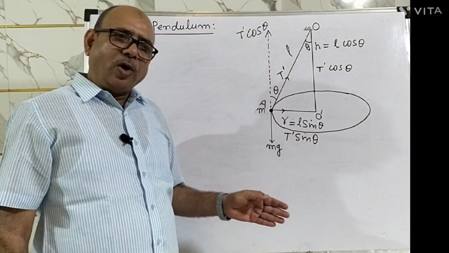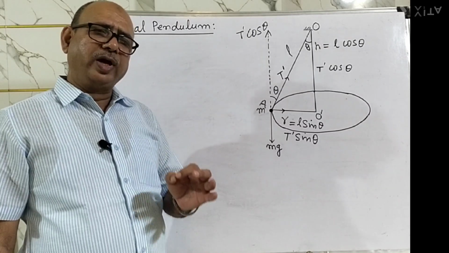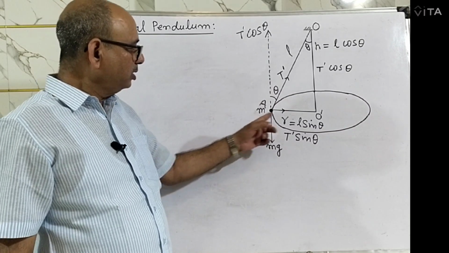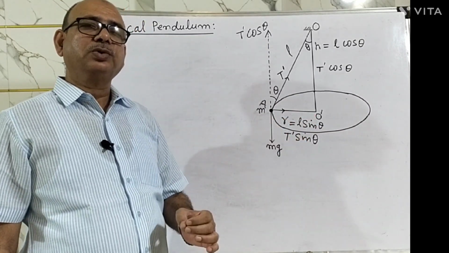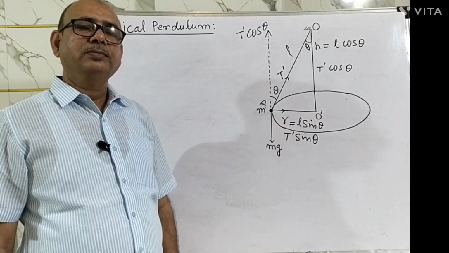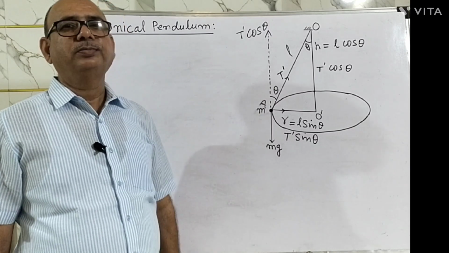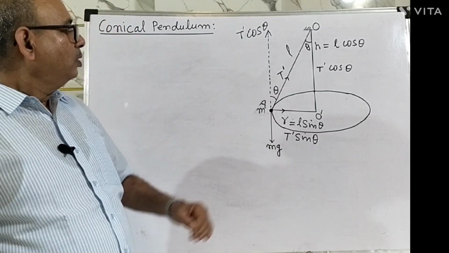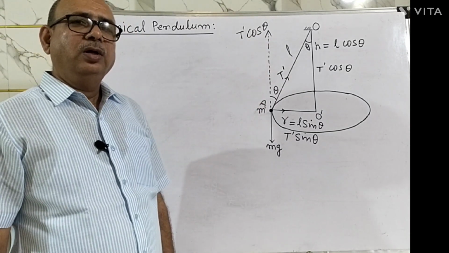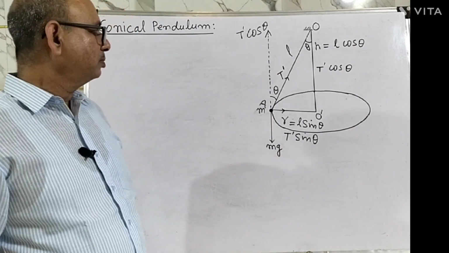This bob revolves in a horizontal circle. Therefore, the only force acting on this bob must be the horizontal force, and that acts toward the center. That means a centripetal force will act toward the center of this circle. That means there should be no vertical force acting on this bob. We will resolve the tension T dash in horizontal and vertical components. Resolving means finding the value in horizontal and vertical directions.